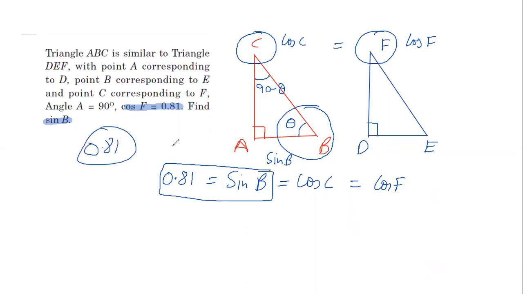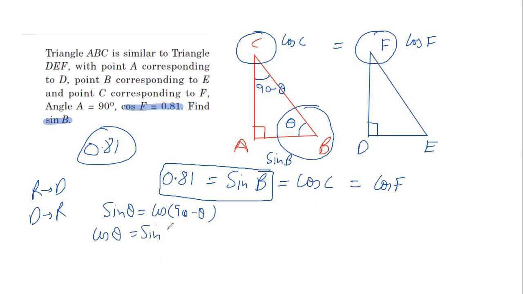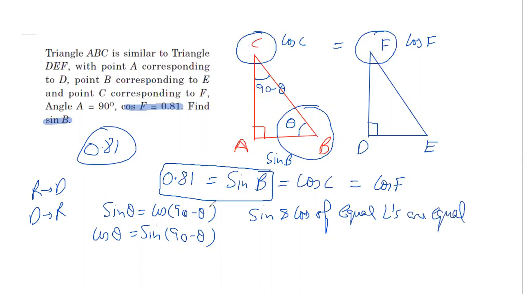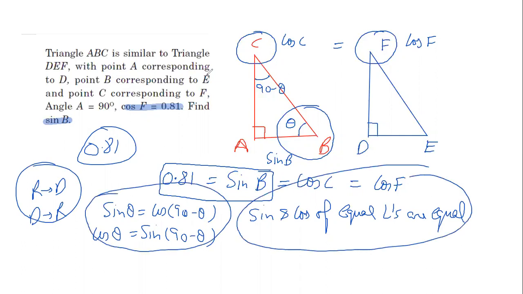So guys, I hope the three aspects are clear. The first aspect was conversion of radians to degree, degree to radian. The second aspect was that sine theta is equal to cos 90 minus theta, and cos theta is equal to sine 90 minus theta. And the third aspect, which is drawn here, is similarity, that sine and cosine of equal angles are equal. So these are the three facts that you should know, and if you know these three facts, the questions are sorted in your trigonometry.